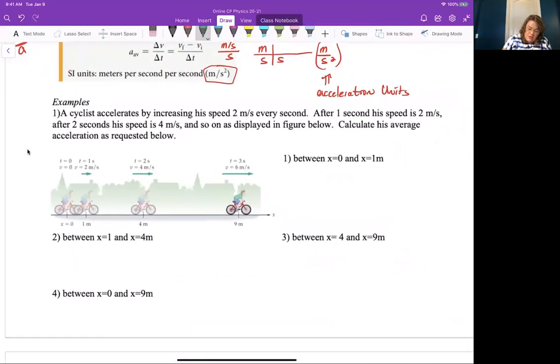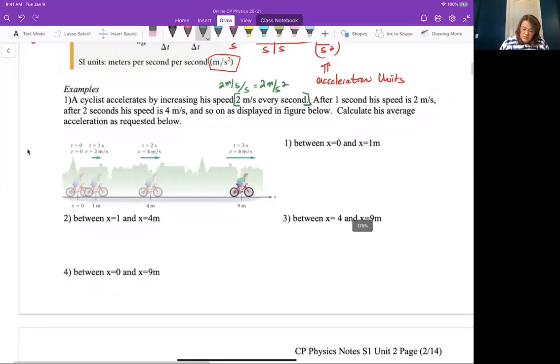Well, I actually don't even need to do this problem. I can actually look at this right here. I changed my velocity 2 meters per second every second. That gives me 2 meters per second squared. So there is his actual acceleration. But let's just go through the exercise to get some practice.